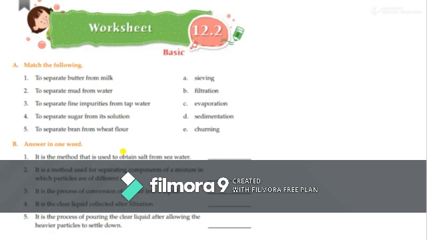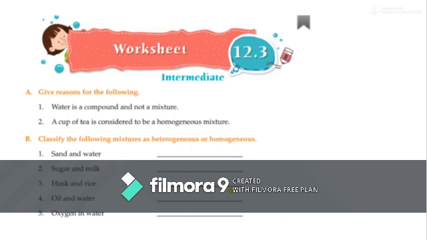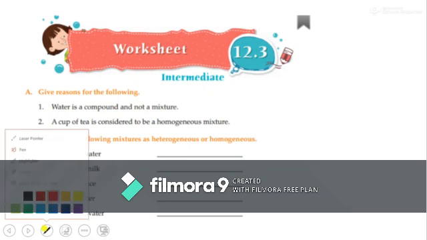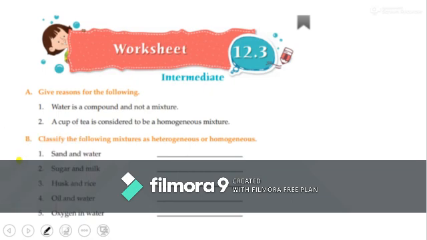Remaining you have to do by yourself. Next is the 12.3 worksheet, which is an intermediate worksheet. Give reason for the following. Water is a compound, not a mixture. Okay, this I will explain to you over here.